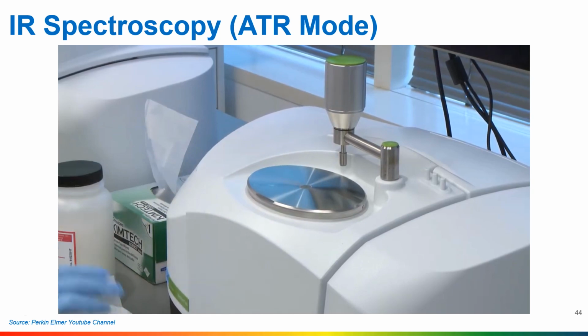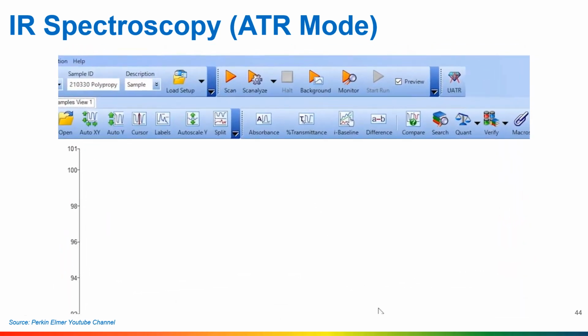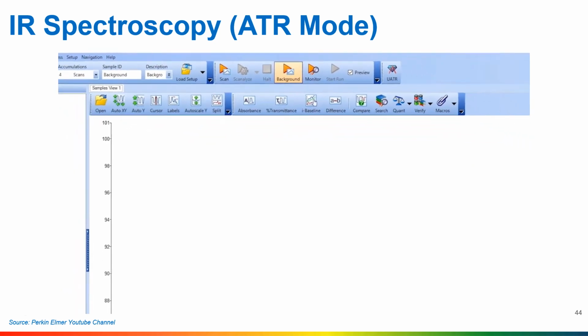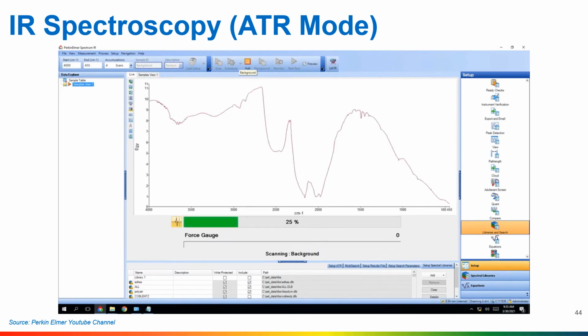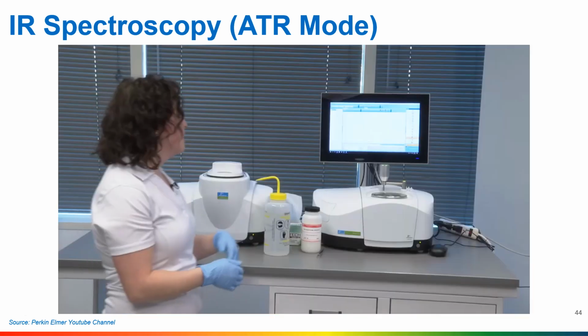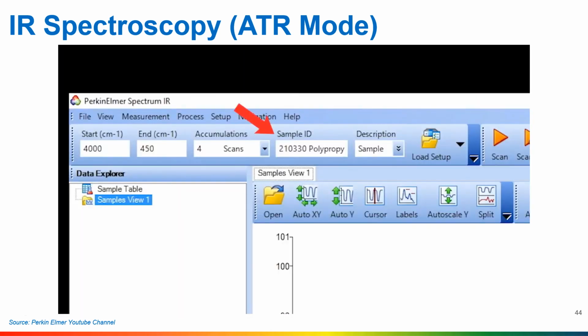Once the crystal is clean, you can go ahead and take a background. To take a background, you will click the background button. The background is saved in the background of the software, so you won't physically see it on the screen. Next, you're going to want to collect your sample. Make sure that you're putting a sample ID in the sample ID box before you run it.